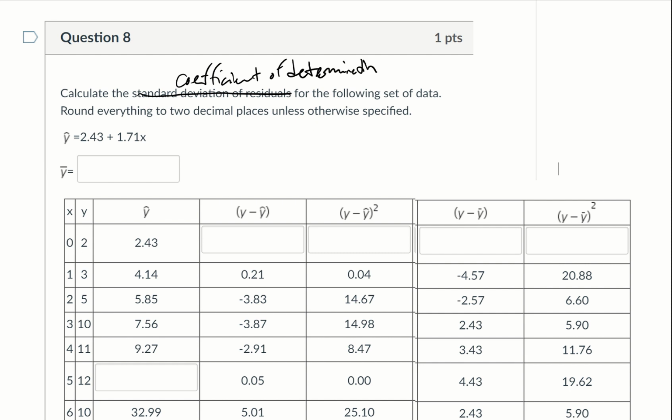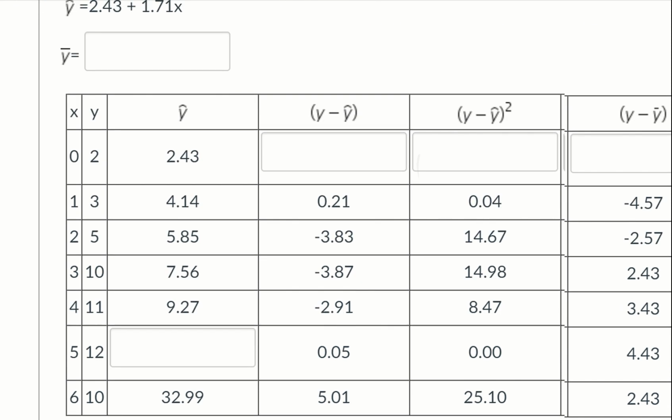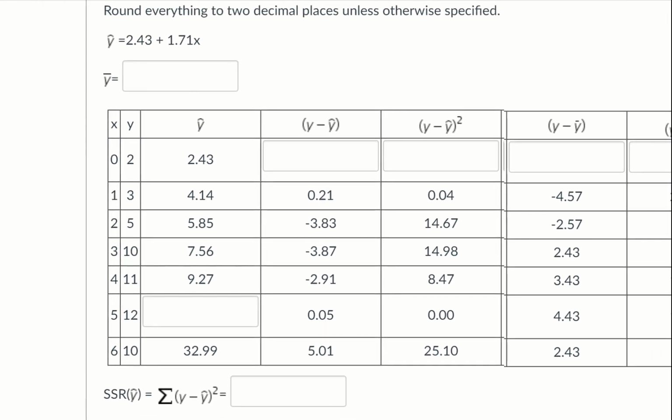Not the standard deviation of residuals. All right, so now first off, we're going to need to figure out the Y bar. So the Y bar is the average. So you're going to add up all of the values for Y, and then divide by however many numbers you have.